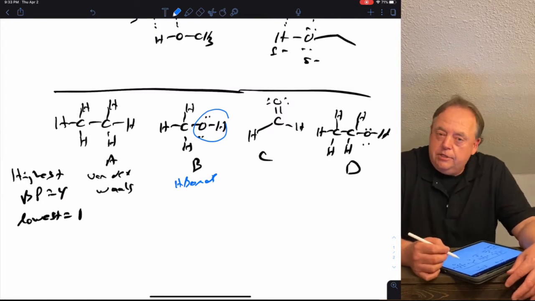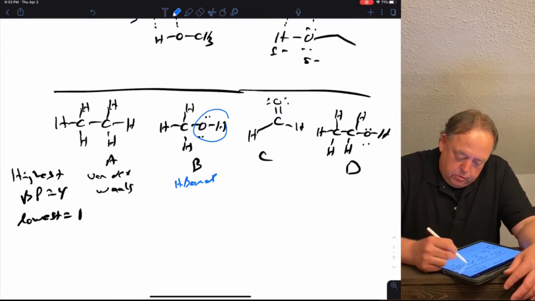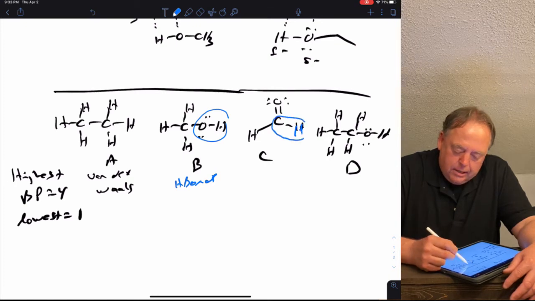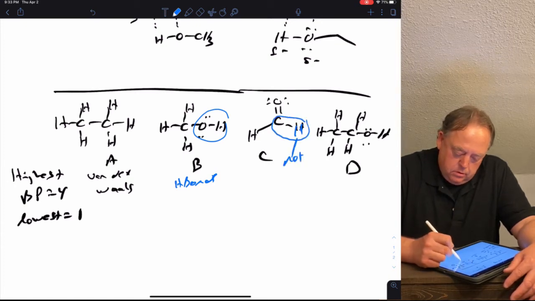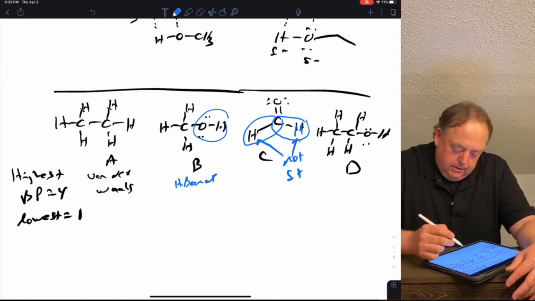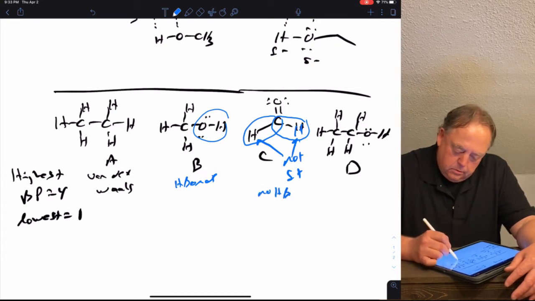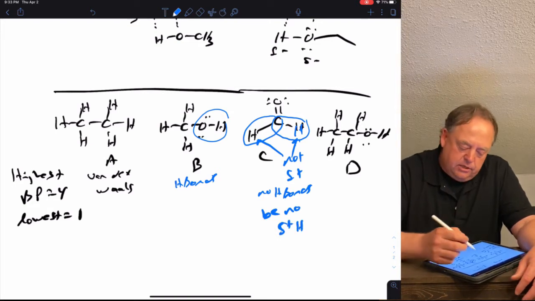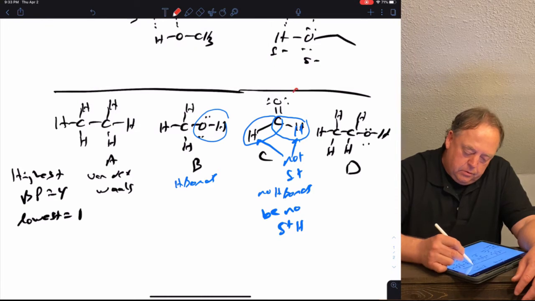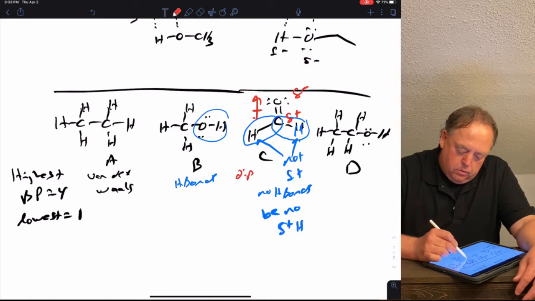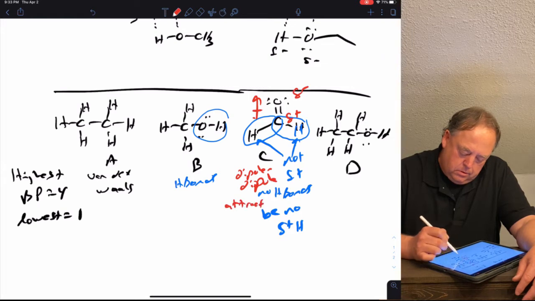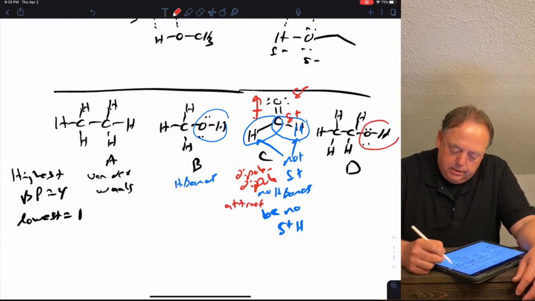Can molecule C make hydrogen bonds? And the answer is no, because these hydrogens are on carbon. They're not on oxygen, so the hydrogen is not partial positive, right? Because those hydrogens are attached to carbon. So no H bonds, because no partial positive hydrogen. Does it have a dipole? Well, yes, it has a dipole, because that's partial negative, that's partial positive, so that molecule has a dipole. So this molecule will have dipole attractions. And this molecule D has H bonds.